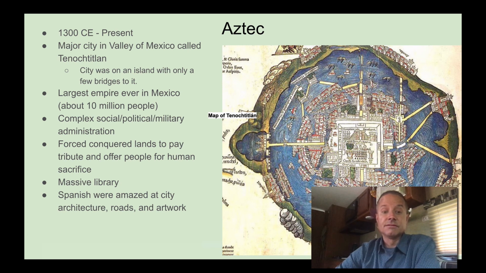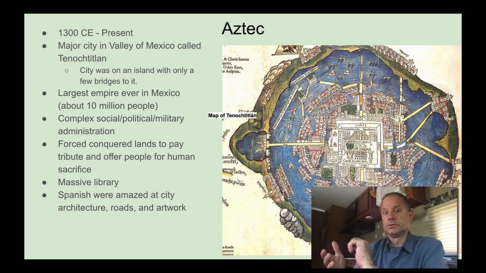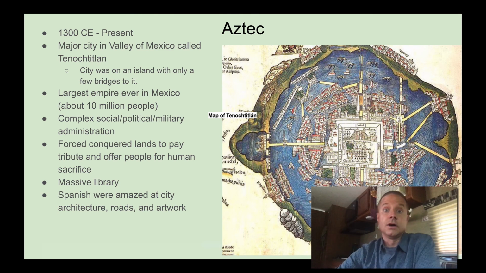They did have a massive library. This was something the Spanish were also impressed with, as well as all their artwork. And you can see this in the journals. A lot of the conquistadors wrote journals after the fact, and they just talk a lot about how amazing the Aztecs were.